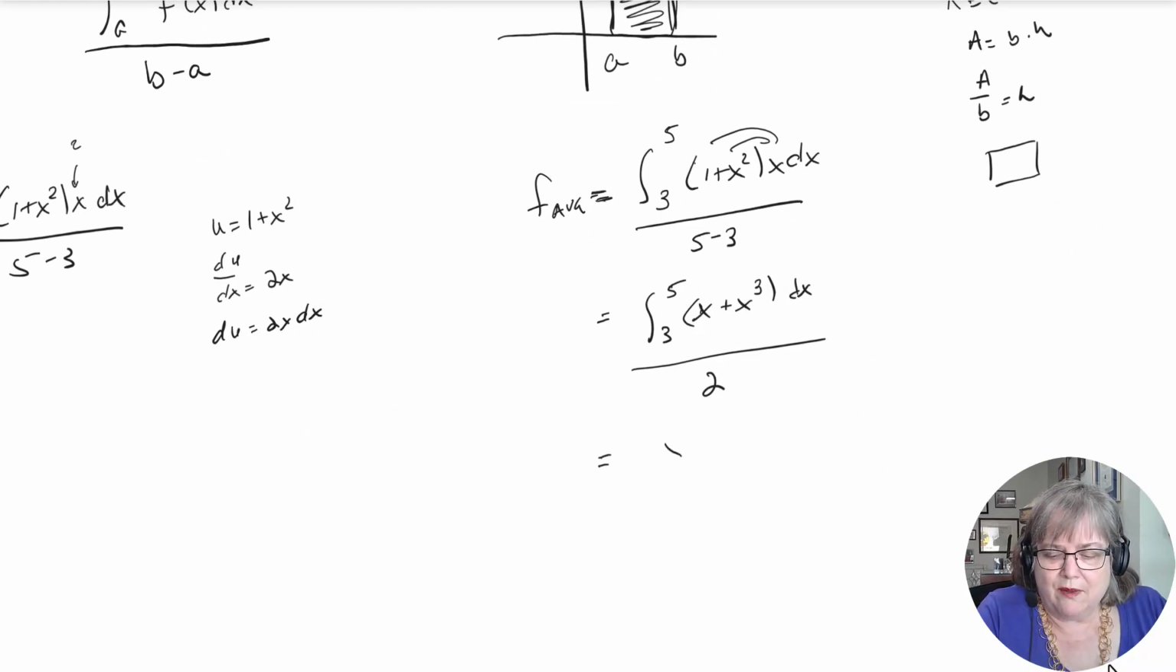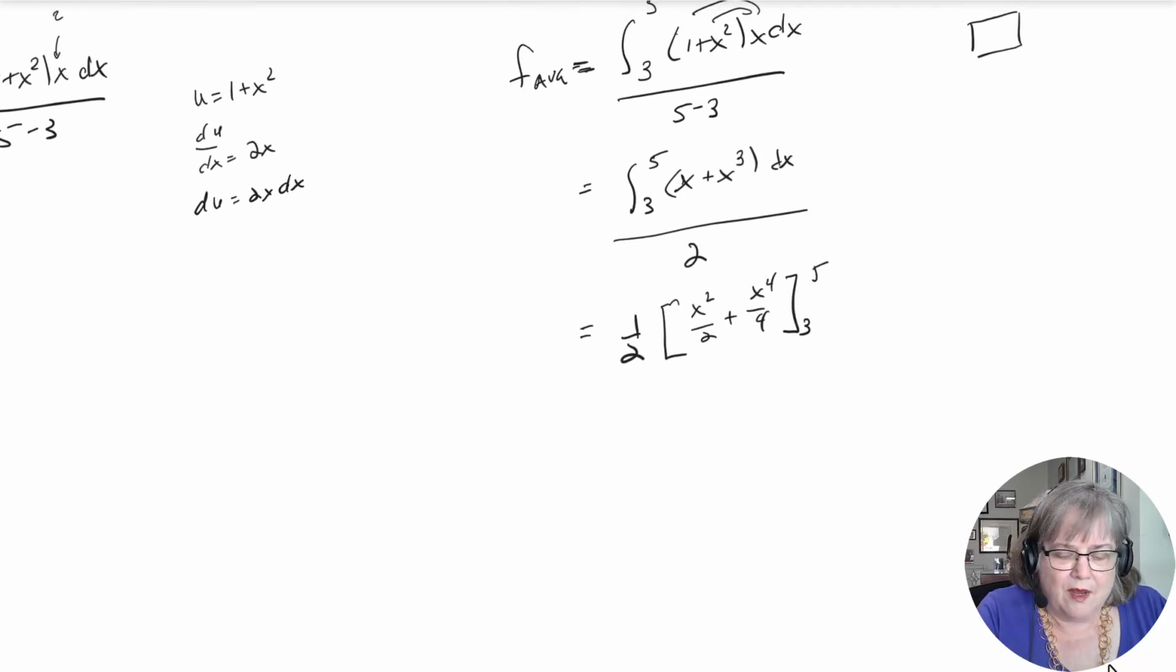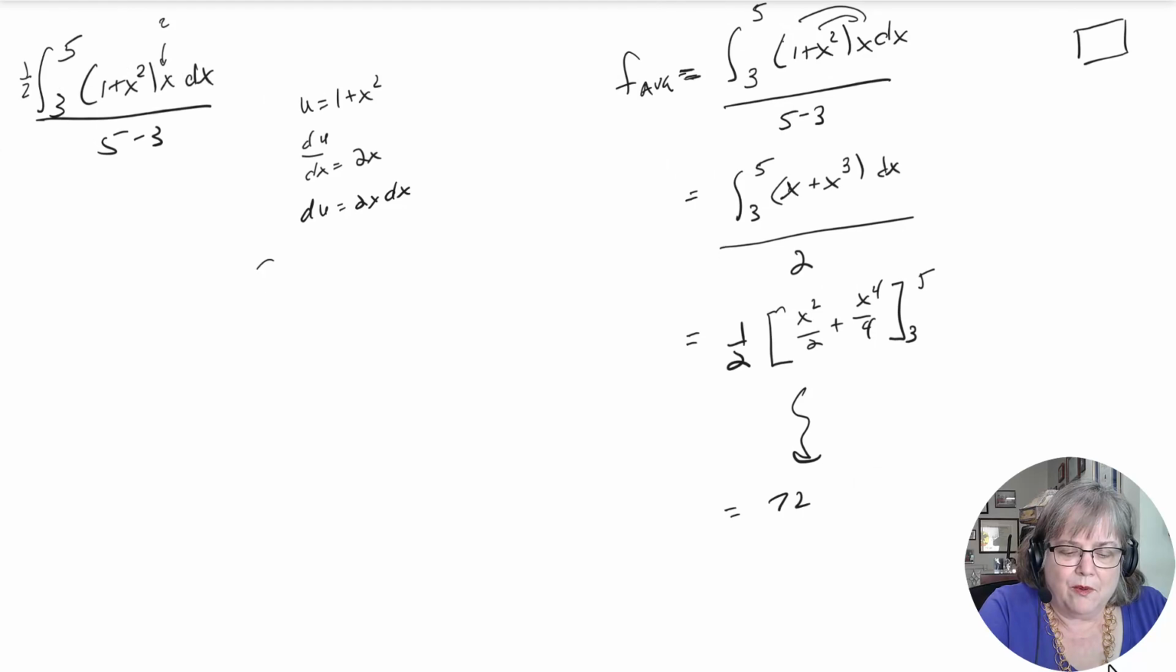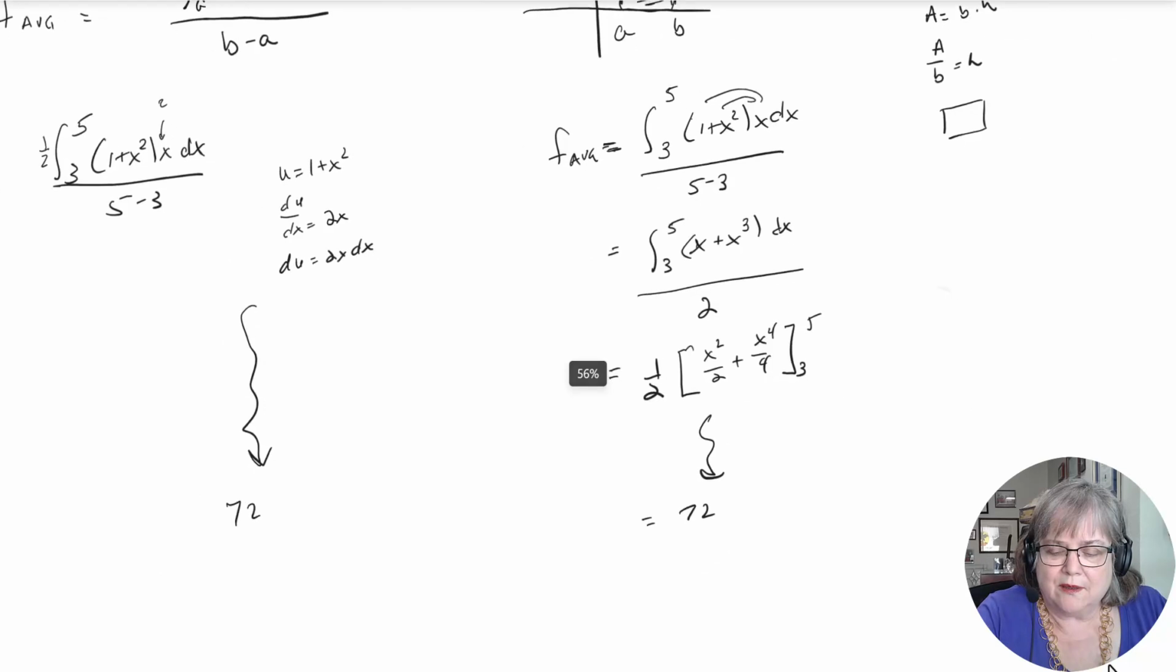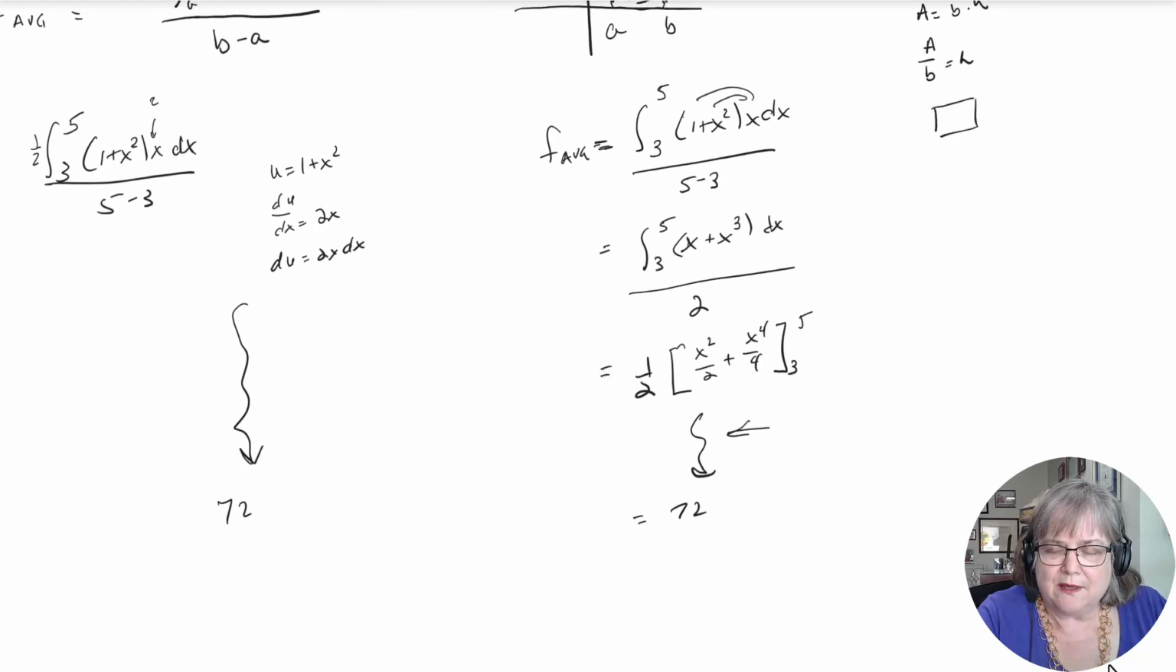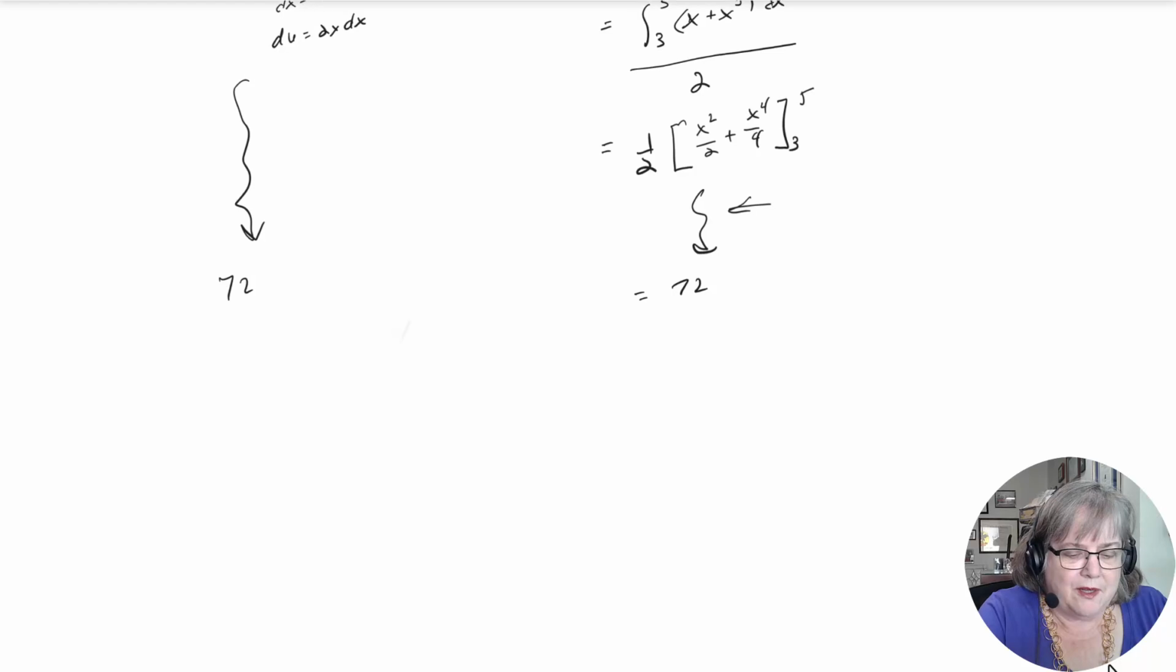So you would have 1/2. Okay, and integrating from 3 to 5, you would have x squared over 2 plus x to the 4th over 4 from 3 to 5. And when you do all that, you get 72. If you work this one out the same way, you're going to get 72. So we've been working on doing these integrations. I think you can fill in these missing steps right there. And let's move on and talk about areas.